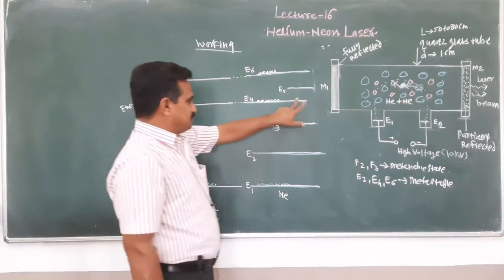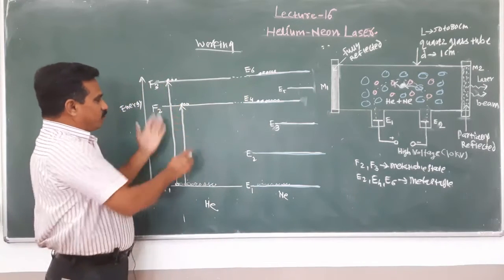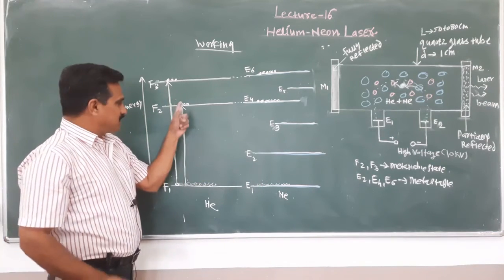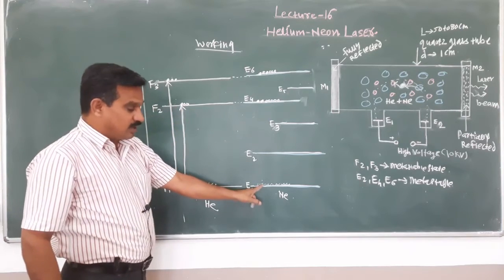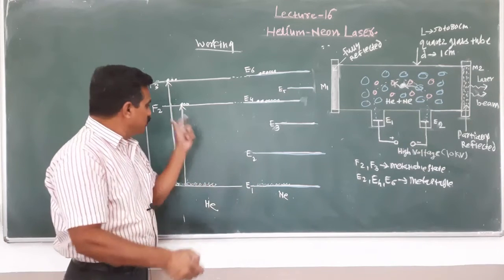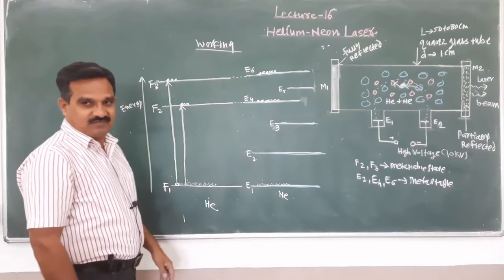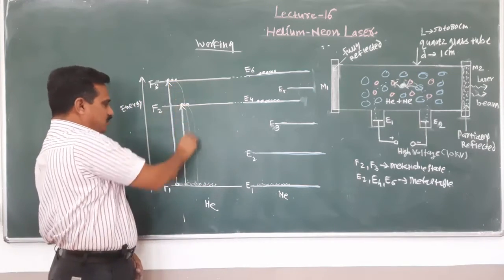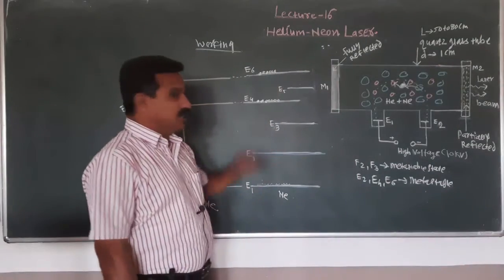Remember that when the collision takes place between the atoms of helium in the excited state and the atoms of neon in the ground state, due to this collision, the neon atoms jump into the E4 and E6 levels, and the helium atoms come back to the ground state. They come back to the ground state because the energy is zero. Ground state means rest state.